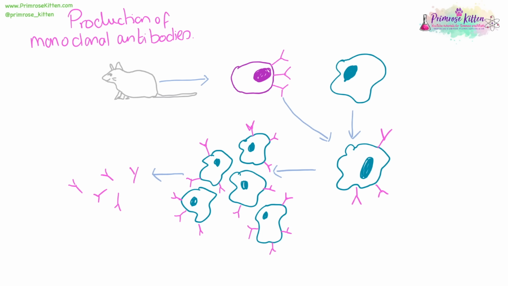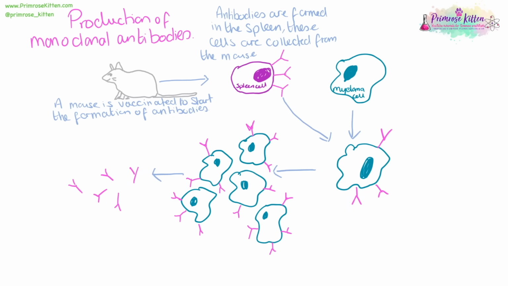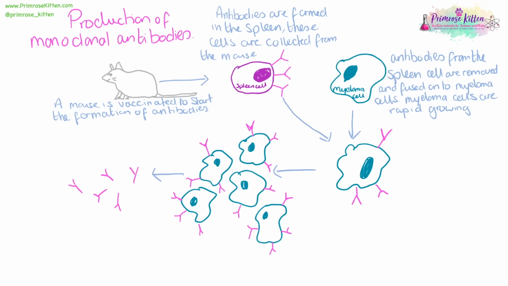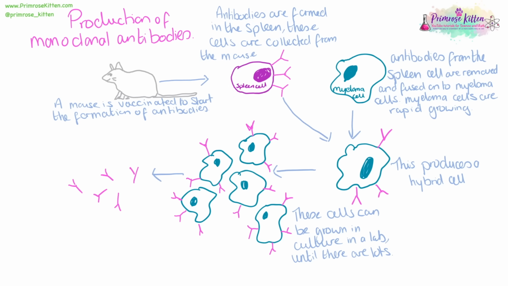Here we have our lovely little mouse who's going to be vaccinated, and this is what's going to start the formation of antibodies. After a while, cells from the spleen of the mouse, where the antibodies are formed, are collected. We can take a known cancerous cell line, myeloma cells, and we can fuse them together. After the antibody-producing cells and the cancer cell line have been fused together, we end up with a hybrid cell. These hybrid cells can be grown in culture in a laboratory until we have lots and lots of them. After they've grown up, the cells can be taken and the antibodies can be separated. The antibodies can then be used for various different things like pregnancy tests or cancer detection.